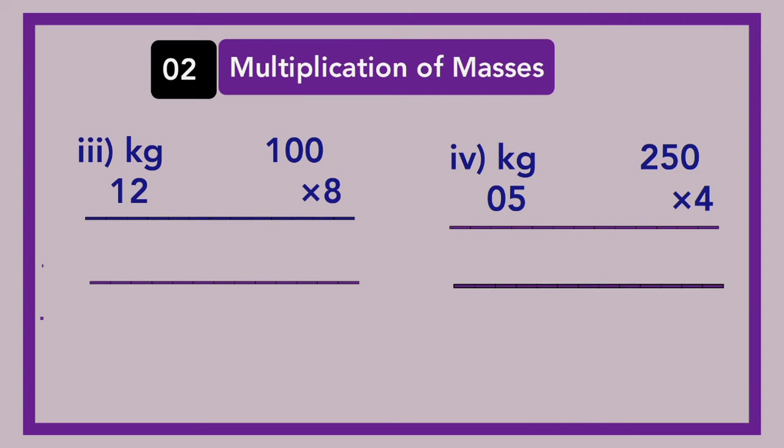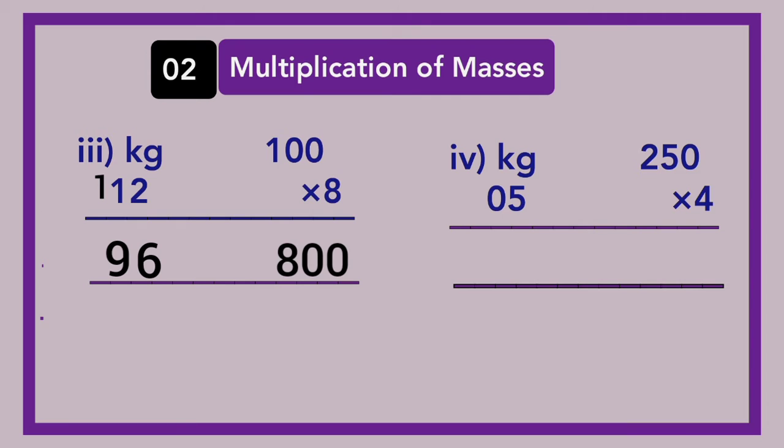Now Roman number 3. 12 kilogram 100 grams multiplied by 8. So here we can multiply 8 times 100 is 800. 8 times 12, we can multiply unit wise. 8 times 2 is 16. 6 comes down and 1 goes up. 8 times 1 is 8 and 8 plus 1 is 9.